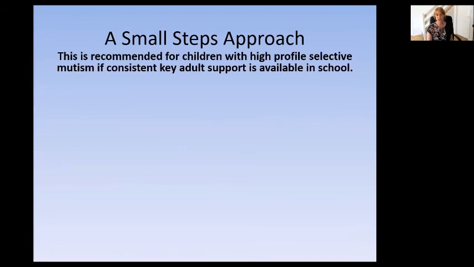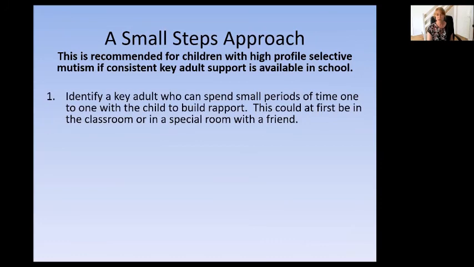So this is recommended for children with high profile selective mutism if there's key adult support available in school, but it could also be for a child with low profile selective mutism. It's about putting in such a graduated approach that we go from a situation where the child does feel reasonably comfortable, even if they're not speaking, and then gradually as the child makes progress with the amount of communication they give, be that verbal through speaking or non-verbal communication, then we gradually increase what that situation looks like and what that task includes.